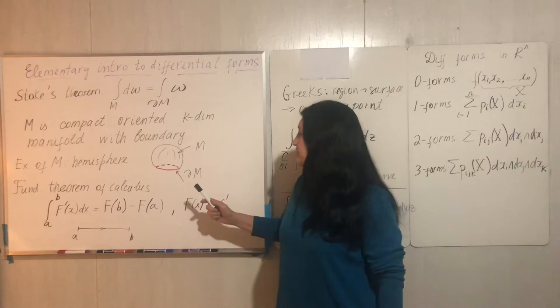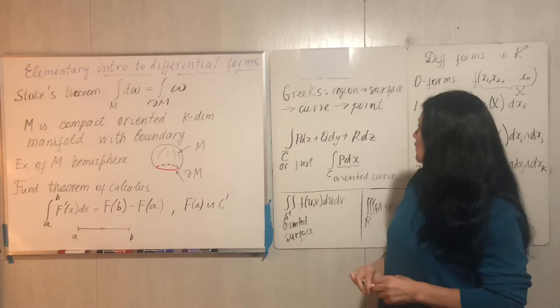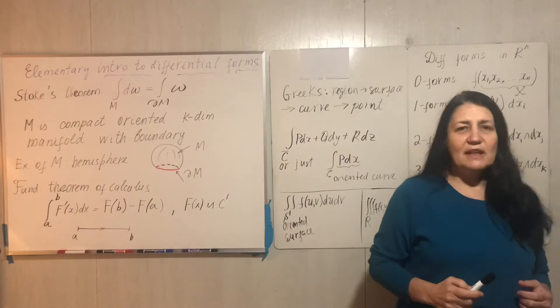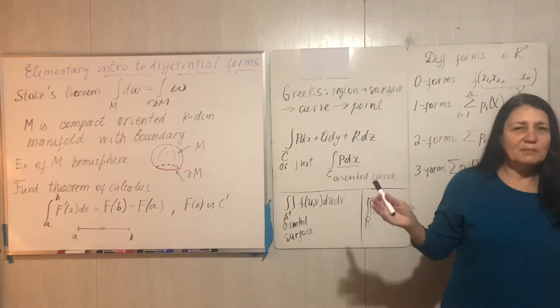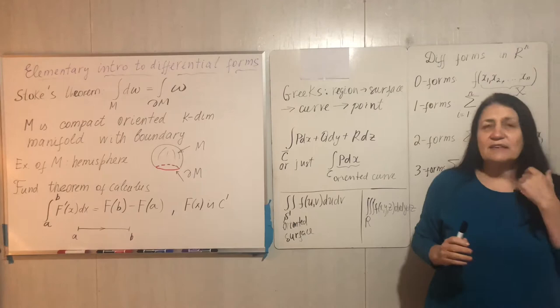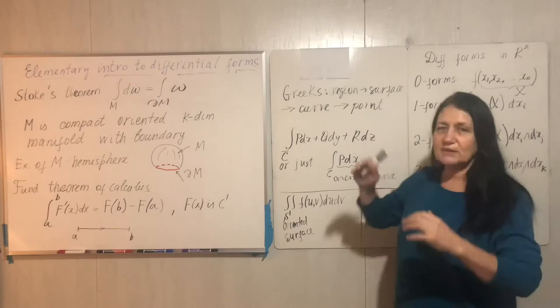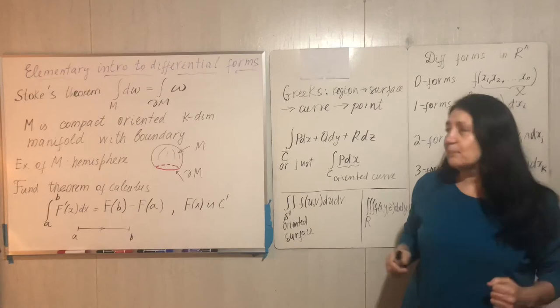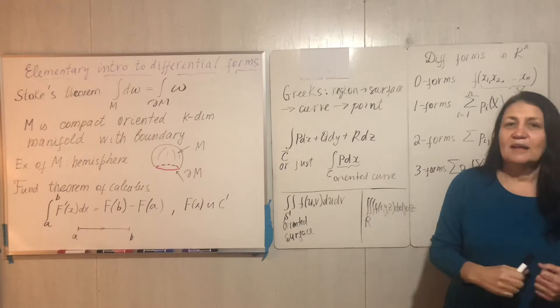Then how can we start? We can start with the ancient Greeks. They were thinking about regions. Let's think in our three-dimensional space, right? They were thinking about regions as infinite collections of surfaces, so they're made out of surfaces. And each surface is made out of curves glued together, infinitely many curves. And each curve is made out of points, infinitely many points glued together.